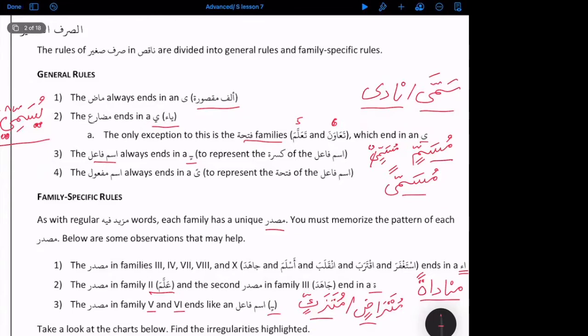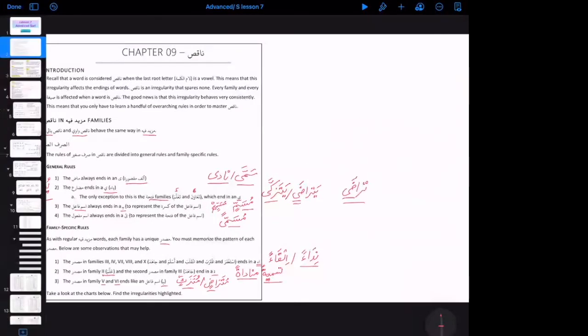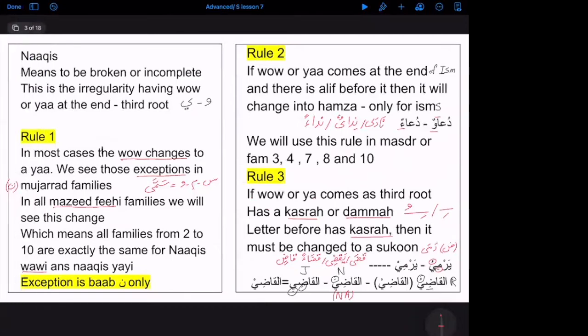Okay, now let's see some rules. We know that Nakis means to be broken or incomplete. And this is the irregularity having waw or ya at the end as third root letter. Rule number 1. In most cases, the waw changes into ya. And we see this exception in Mujarrad family, especially in Bab Nasara. And how we are saying that this waw will change into ya. The example is Sin Mim Waw is the root letter.